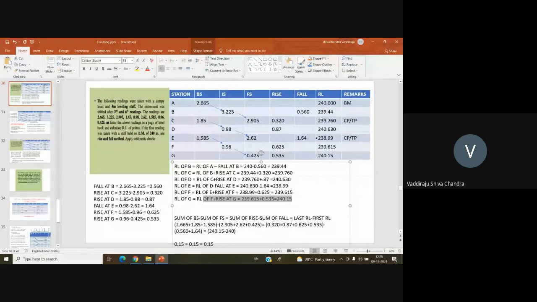Once you calculate these RLs, you have a check. Sum of back sides minus sum of fore sides is equal to sum of rise minus sum of fall, equal to last RL minus first RL. If you do that, you need to get the same value. If you get the same value, you can say that the problem is correct.